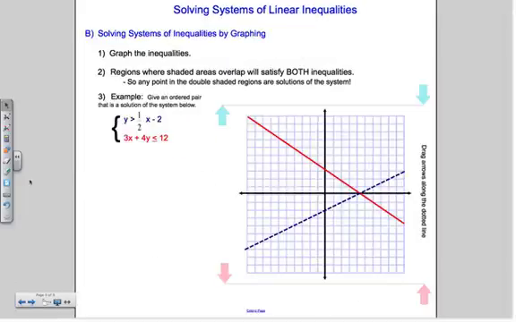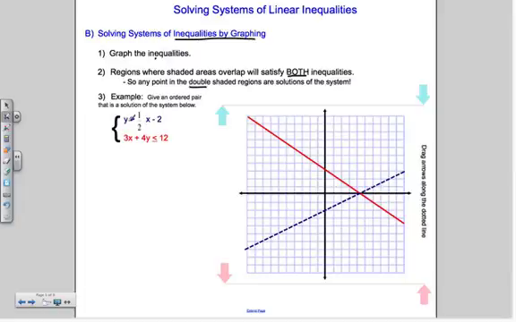You guys know how to graph inequalities anyway. So graphing systems of inequalities is no different. You just graph two of them. So graph both of the inequalities, yeah? And shade, but be careful where you shade, right? The regions where the shaded areas overlap will satisfy both inequalities. So any point in the double shaded region, those are the solutions to the system, okay?